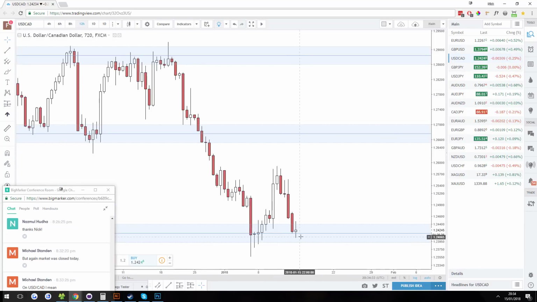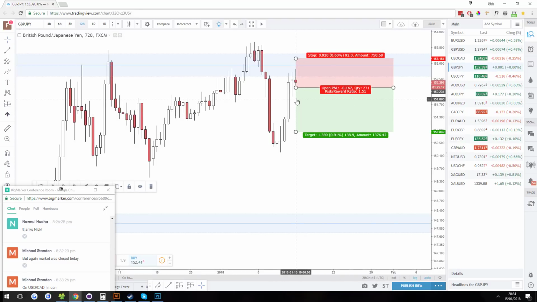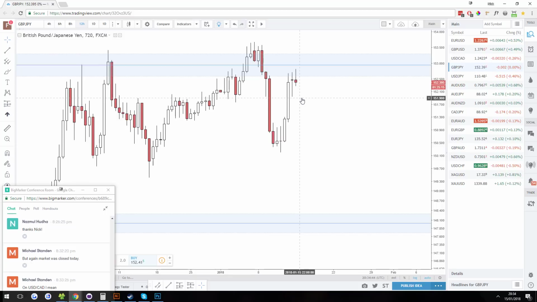USDCAD price is stalling on top of this support area. Could give us a potential long. We need to wait and see what happens when this candle closes. And finally, GBPJPY could give us a potential short. We need to wait and see what happens when this candle closes.